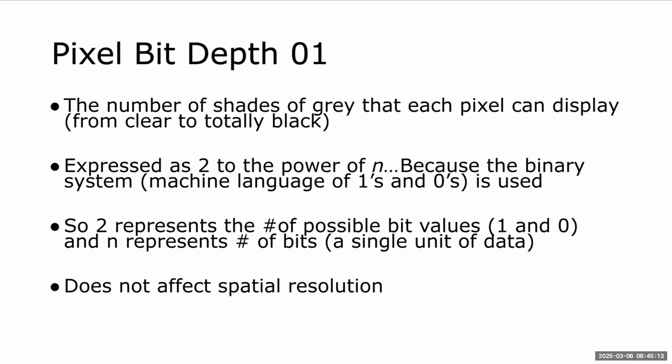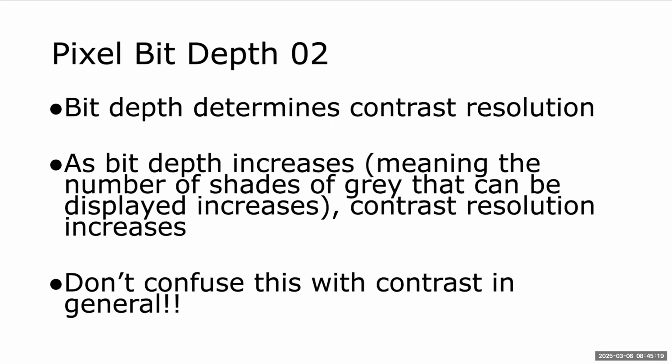So the thing to remember is pixel bit depth does not affect spatial resolution. It only affects contrast resolution, which is what this next slide says. As bit depth increases, meaning the number of shades of gray that can be displayed increases, then contrast resolution is going to increase. Again, don't confuse this with how we talk about contrast in general.